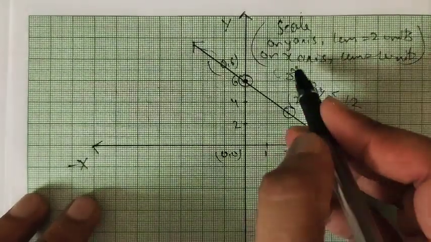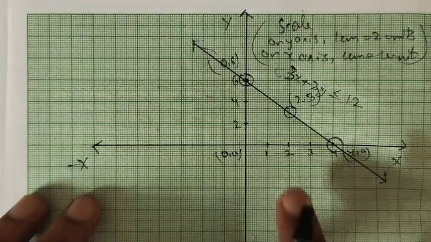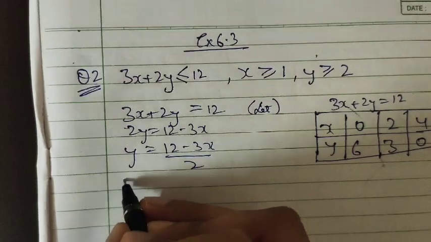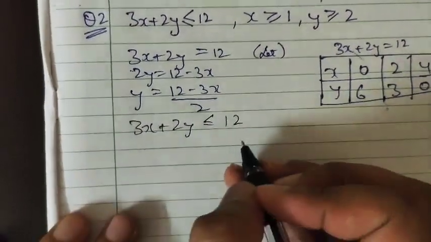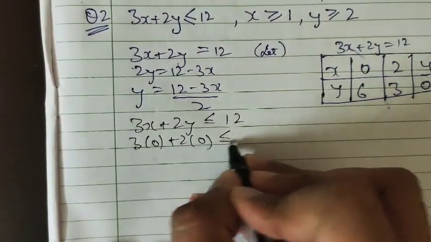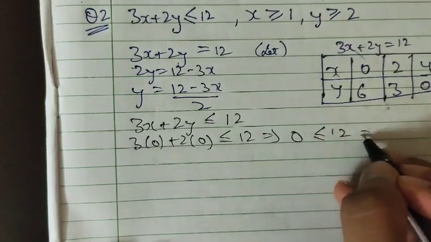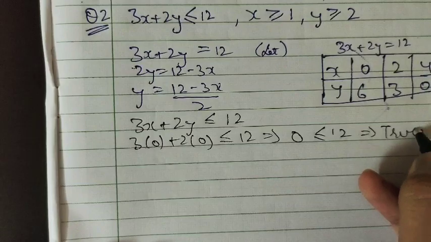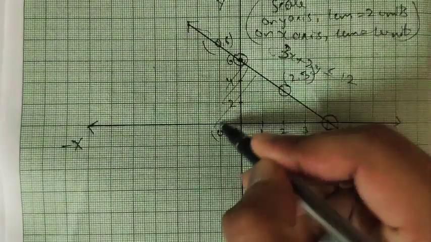Now if I put (0, 0) into 3x plus 2y less than or equal to 12, we get 3 times 0 plus 2 times 0 less than or equal to 12. 0 is less than or equal to 12, so it is true. If the condition is true, we have to take the portion which is towards the origin. So this portion we have to take.